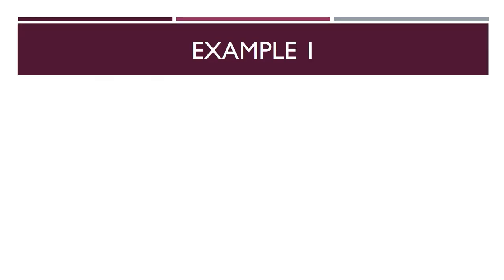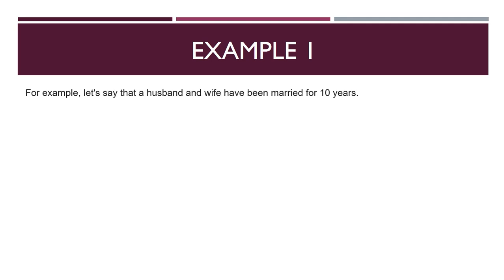Now let's understand with the help of an example. Let's say that a husband and wife have been married for 10 years. That means, obviously, the two people have been married for the last 10 years, so there is a relationship.